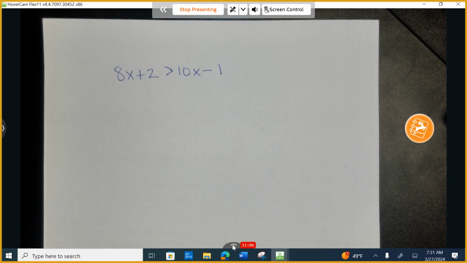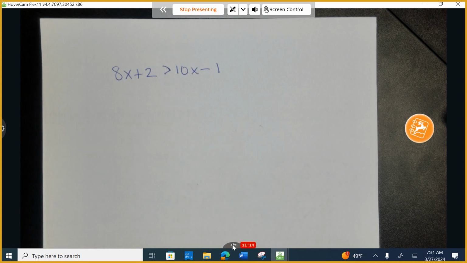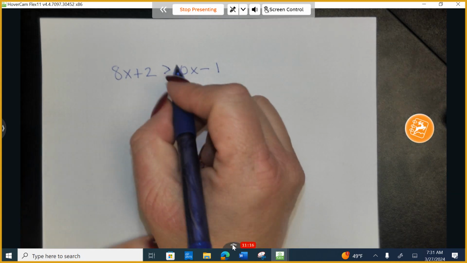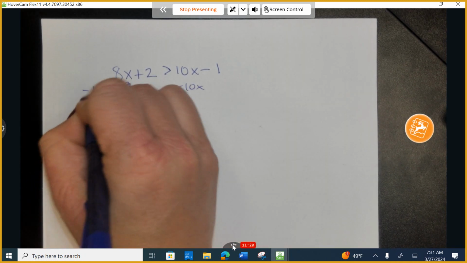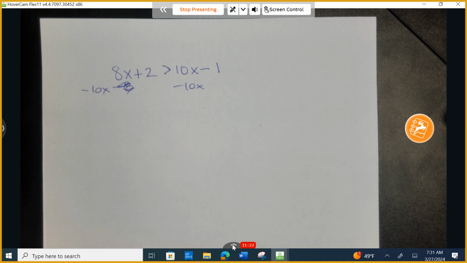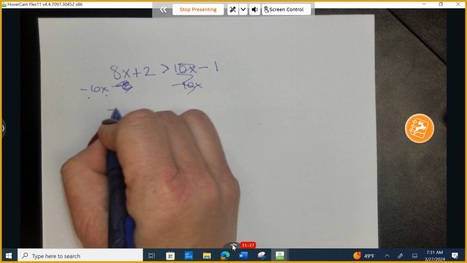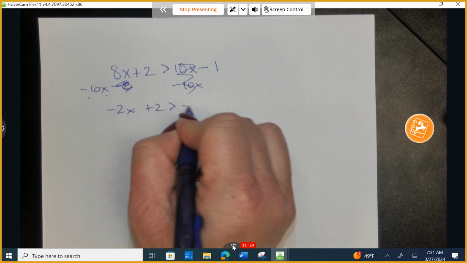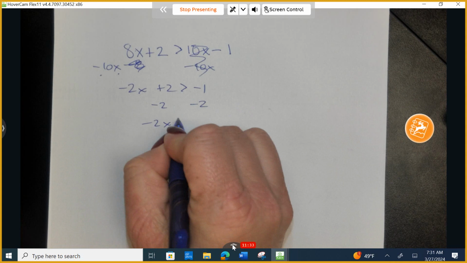So I'm going to isolate the x's. Remember that your final answer doesn't have to be positive or negative in order for us to flip the inequality symbol. It's whether you multiply or divide by negative. So I'm going to choose to move the 10 to the left-hand side. I want to keep the x's on the left-hand side as I organize this. Negative 10x and positive 8x is negative 2x. I have not multiplied or divided by negative yet. Now I'm going to subtract 2 to the opposite side.